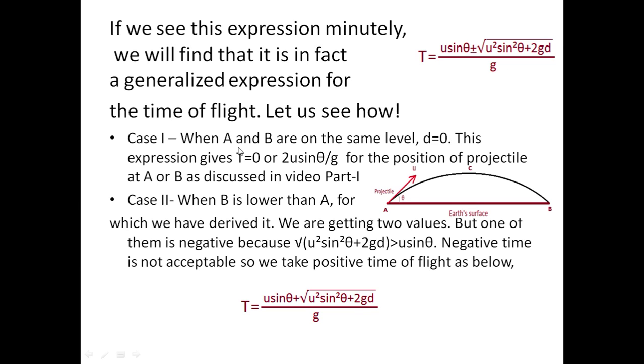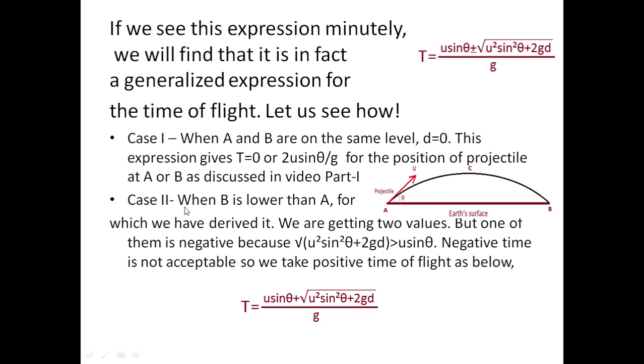Case 1. When A and B are on the same level. Since level difference is 0, so d is 0. We put d equal to 0 in this expression and get two values of t: 0 and 2u sin theta by g. 0 is for the position A and 2u sin theta by g for the position B. It is same as discussed in the earlier part.